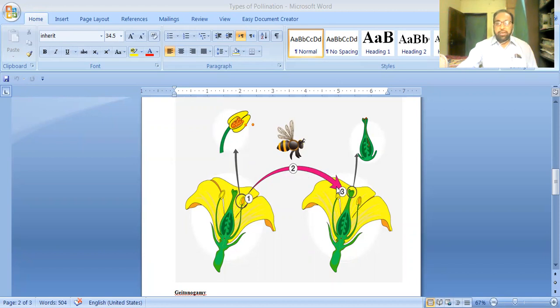It is a very important and essential process. As I have told you, this transfer of pollen grain takes place either within the same flower, or between two flowers located on the same plant, or between two different flowers located on two different plants. So on that basis, pollination is divided into two types. The first type is called self-pollination.